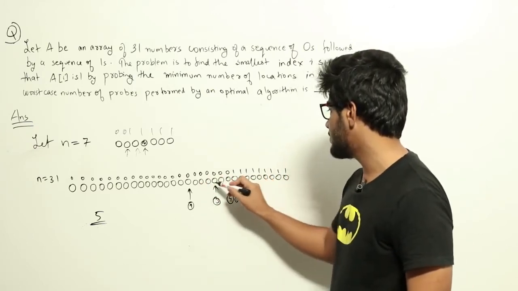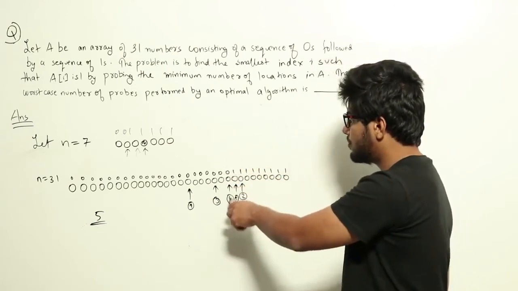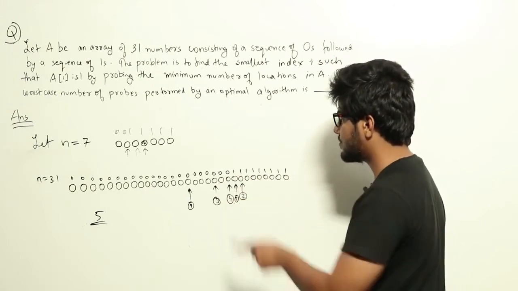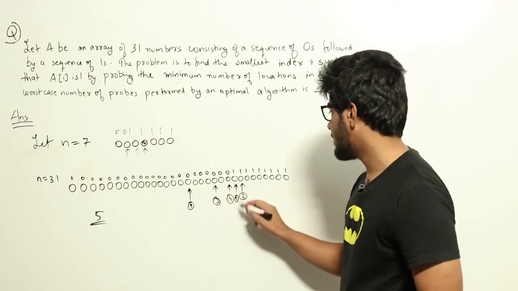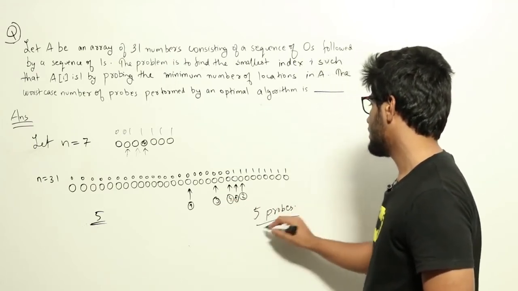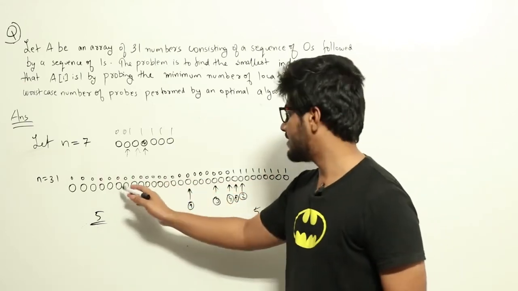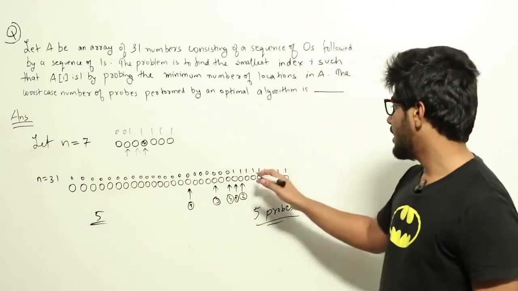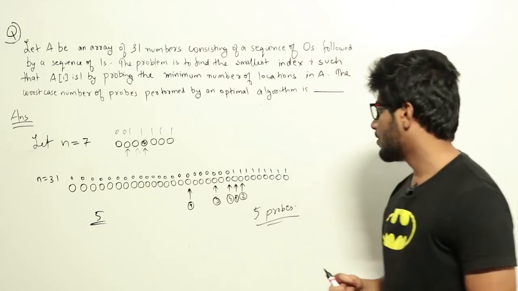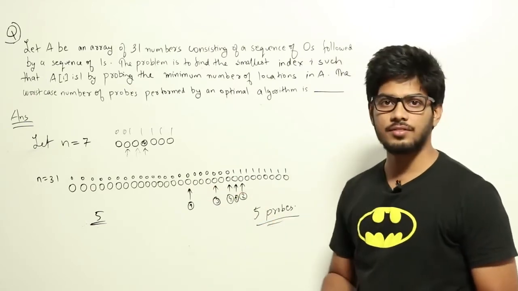This we have already probed, and this we have already probed. Now the binary search will shrink to these 3 nodes. I will probe this. That one is 0. Then I will probe to the right side. That one is 1. So this will always take 5 probes. Whichever combination you take, if from here I go to the left and then whichever side I go, it will always be 5 probes. That's the worst case number of probes required for this algorithm to find out the index where it starts. So the answer to this question is 5.